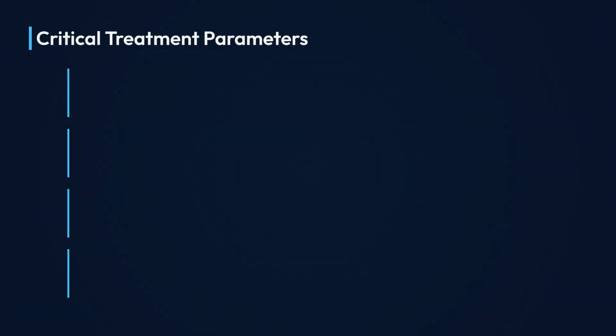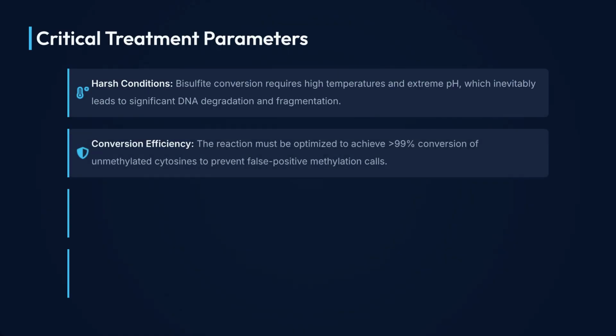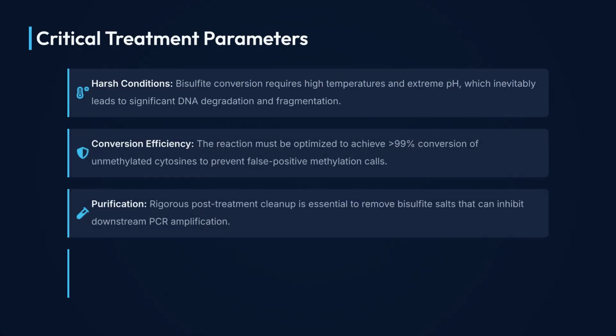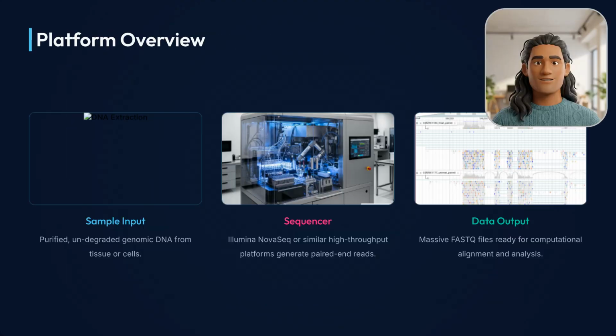Critical treatment parameters include harsh conversion conditions that cause DNA degradation, the need for over 99% conversion efficiency, rigorous purification to remove inhibitory salts, and the selection of specific uracil-reading polymerases for amplification. The WGBS platform overview starts with sample input, then uses high-throughput sequencers like the Illumina NovaSeq, finally producing massive FASTQ files as data output for computational analysis.